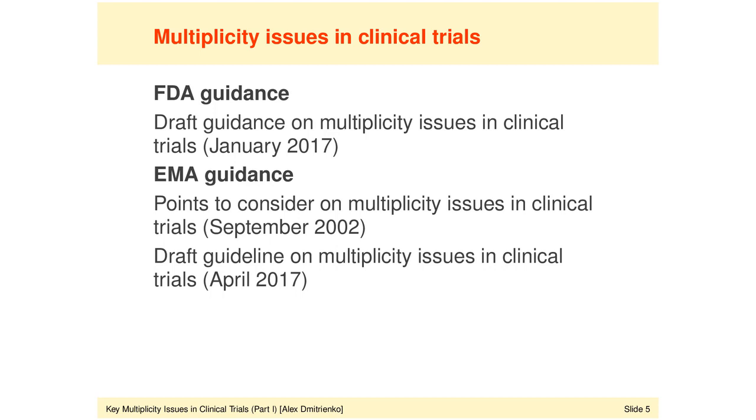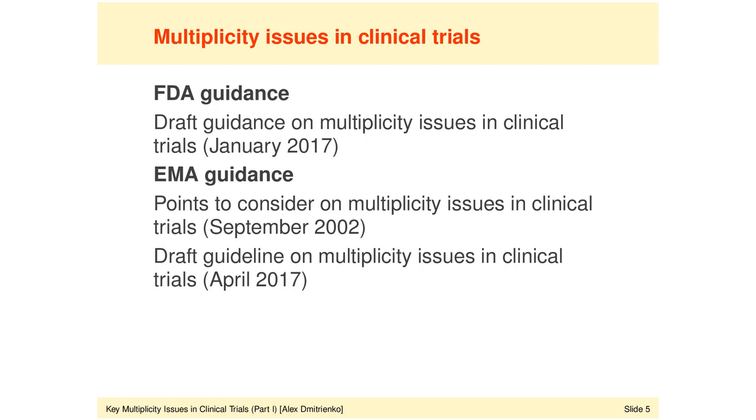Beginning with the Food and Drug Administration, the FDA published the draft guidance on multiplicity issues in clinical trials in January of 2017, and the European Medicines Agency released a guideline entitled Points to Consider on Multiplicity Issues in Clinical Trials in 2002. And much more recently, there was a revised version of this guideline. And this draft guideline on multiplicity issues in clinical trials was published in April of 2017.